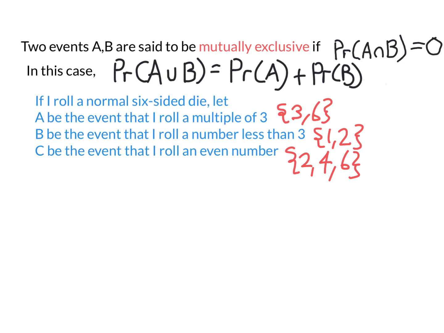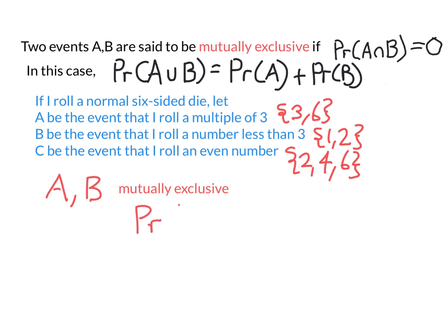So we can see from that A and B are mutually exclusive. That's because you can't have A and B happen at the same time. If you roll a die, you can't get a number that's a multiple of 3, but also less than 3. Because B can only happen if you get a 1 or a 2, A only happens if you get a 3 or a 6. There is no overlap between these two. That's why they're mutually exclusive.